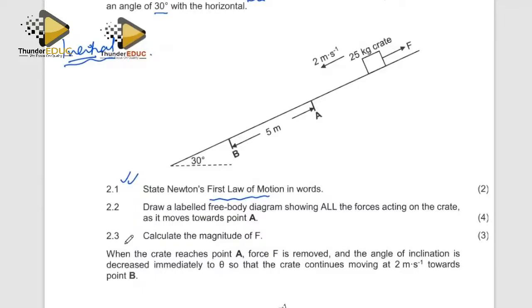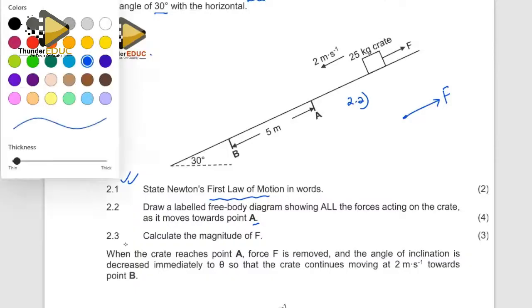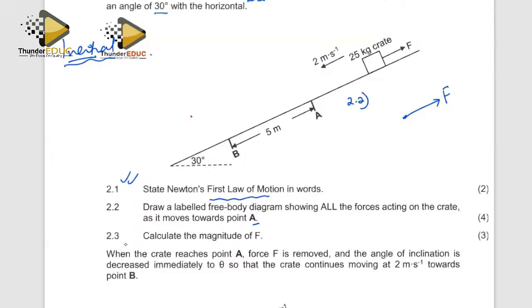Then at 2.2, they want us to draw the free body diagram showing all the forces acting on the crate as it moves towards B. So what we can see is that there is this force F acting in that direction. But since the crate is moving downwards towards A, we're going to have the friction force. The frictional force is also going to act in that direction. I'll say F friction, we call it Fk. Yeah, let me call it Fk.